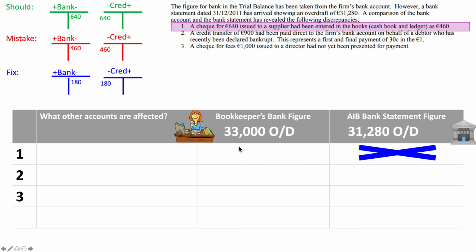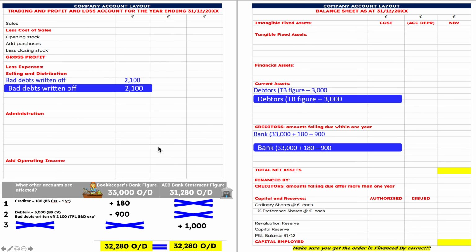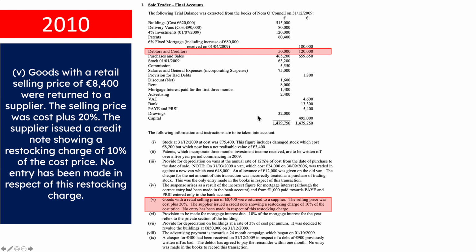So it only will affect the bookkeeper's bank figure, not the AIB's bank figure, because the bookkeeper made the mistake. So this credit bank entry here will increase the overdraft, and then the creditor, we minus 180 there. And that is how it's going to look in the creditor account. And this is just everything that happened in that adjustment.